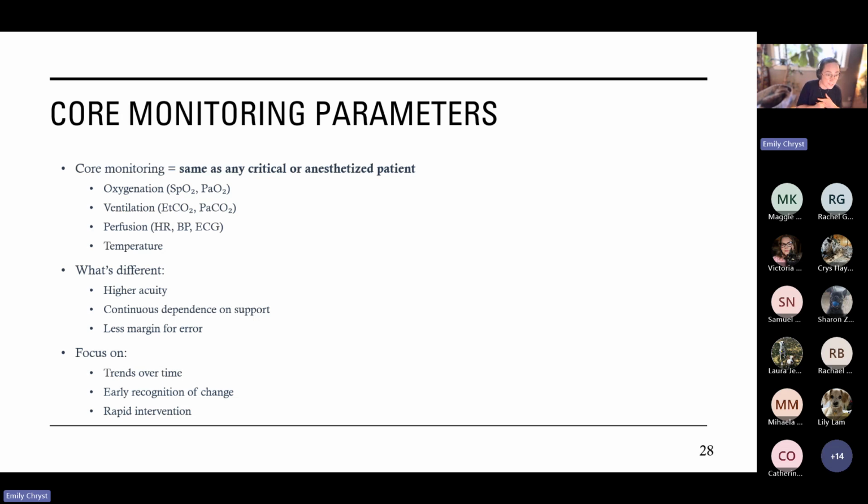So in addition to a pulse ox for oxygenation, we're going to be looking at the partial pressure of arterial oxygen. And instead of an end tidal only for ventilation, we're going to be using a partial pressure of arterial CO2.